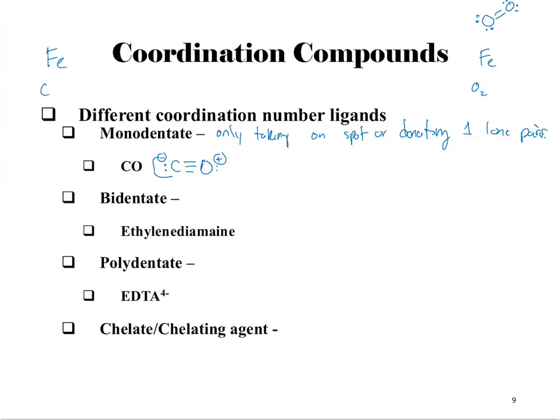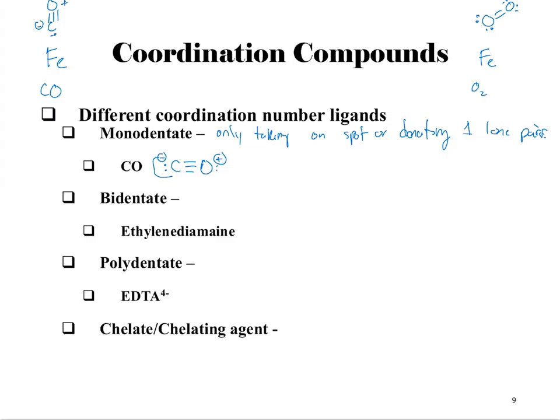Whereas with carbon monoxide, you get something that donates the lone pair, and the geometry allows it to perfectly line up with the iron atom. So that's actually why it binds a lot better than oxygen does, and why it's so deadly. So that's a monodentate ligand.